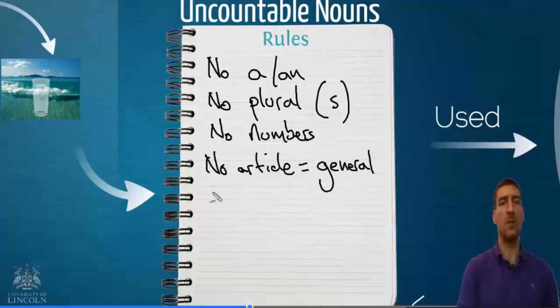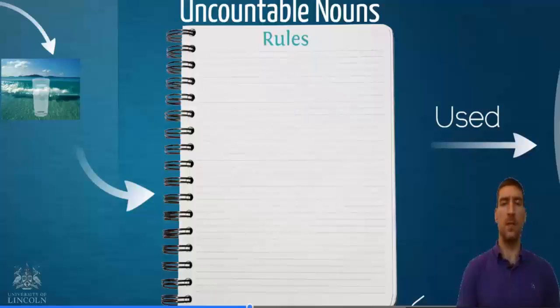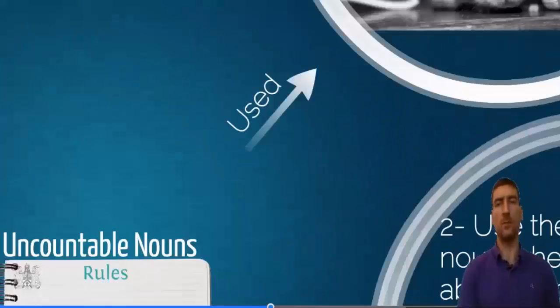If we do use an article, the only article we can choose from is the. So if I say something like, the food is great, then it equals a specific example. Okay, so if I said the food is great, the context would most likely be in a restaurant or somewhere where you're eating food, and I could be tasting it and saying, yeah, the food in this restaurant is great. The food is great. So I'm being specific. Okay. So let's look at some examples of these.